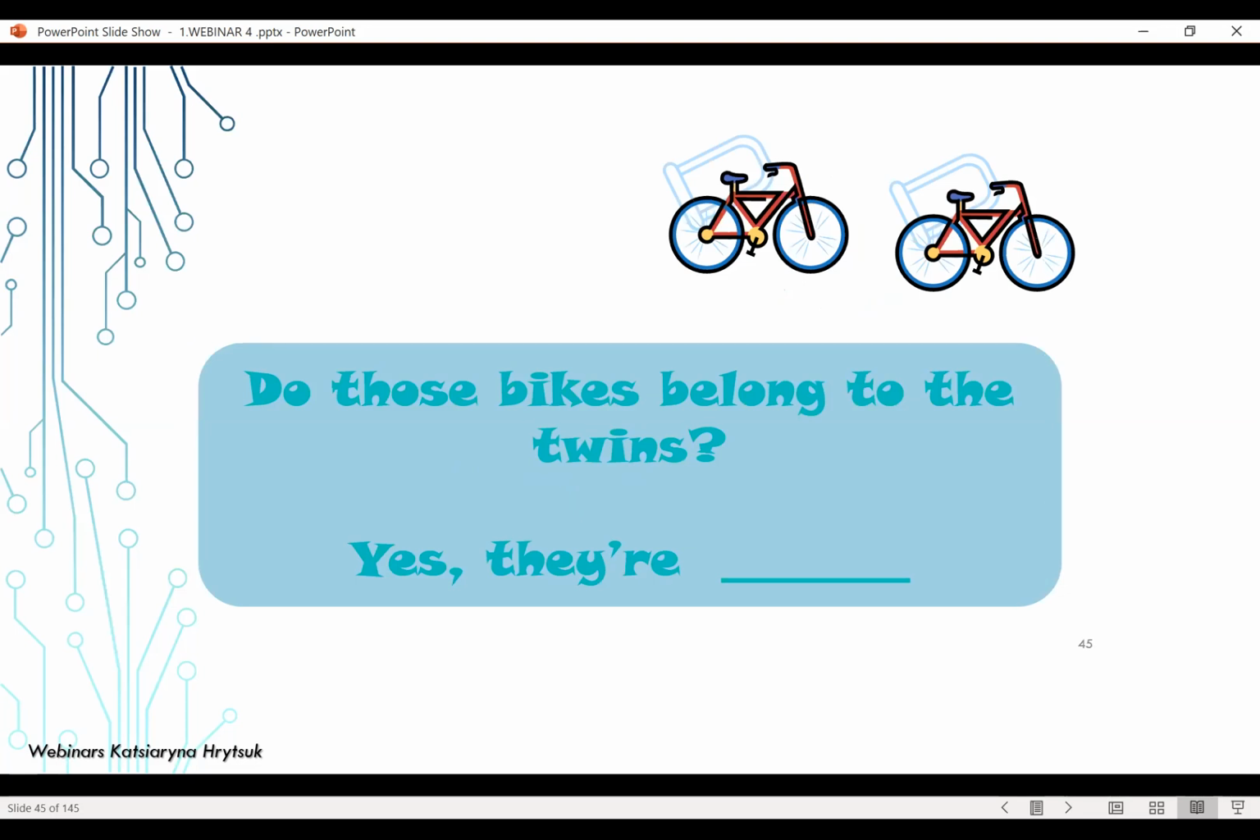Sophia? Do those bikes over there belong to the twins? Yes, they are. So twins. Theirs. Theirs. Okay? Because twins, they, so theirs.